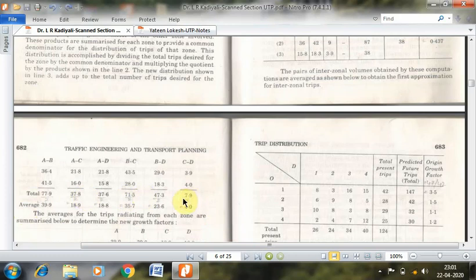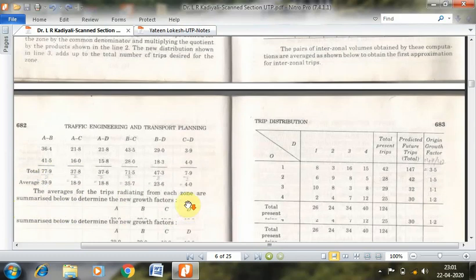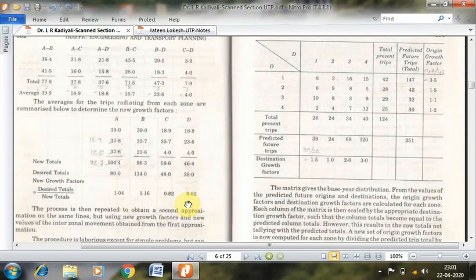Okay, so the average of the trips radiating from each zone need to be summarized, and before we summarize, the average needs to be shown here. So 77.9 divided by 2 is 39.9, 37.8 divided by 2 is 18.9, and so on. So once this is done, I'll be determining the new growth factor for the next iteration, as I had told you.